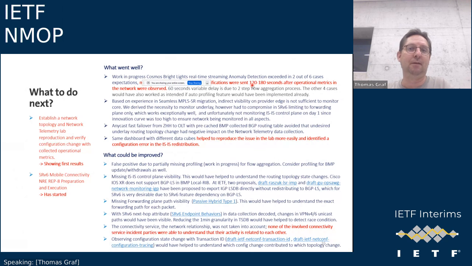Another important observation is we knew from the past that migrating from MPLS to MPLS SR, it's important not only to monitor the edges, but also the core devices. However, we knew that when moving towards SRv6, in order to cover the forwarding plane and the control plane, a lot of innovation needs to be done in a very short period of time. And we were focusing on the forwarding plane only, and we did not cover the control plane.